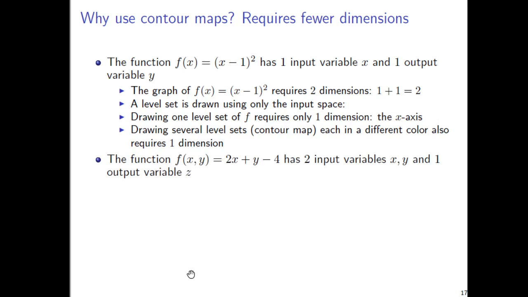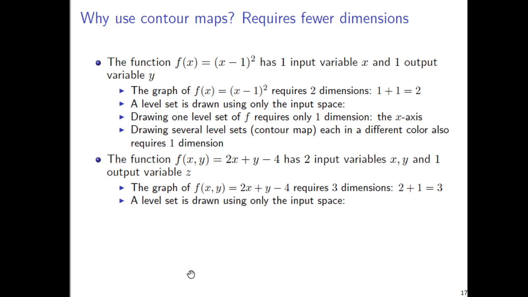Now, when we looked at a function f of x comma y, there's 2 input variables x and y, and there's 1 output variable z. And look, the graph requires 3 dimensions, and that's just hard. It's harder to draw in 3 dimensions. And we were just talking about a plane here, which is fairly okay to draw, and things could just get wackier when you don't have something so nice like 2x plus y minus 4. If you had like sine of x, or like y to the third, or whatever, right?